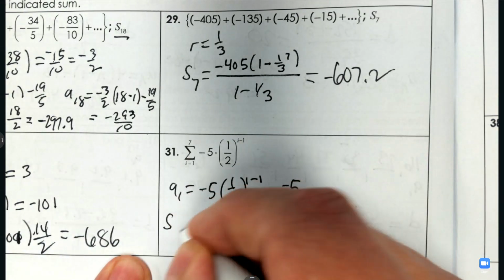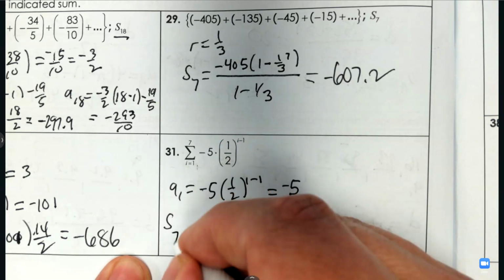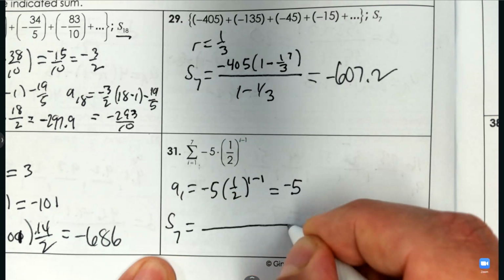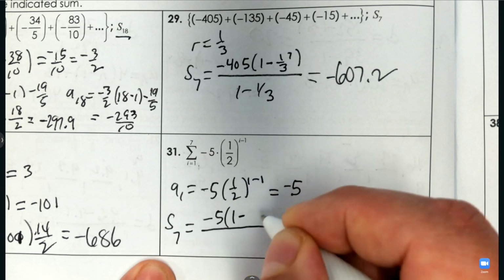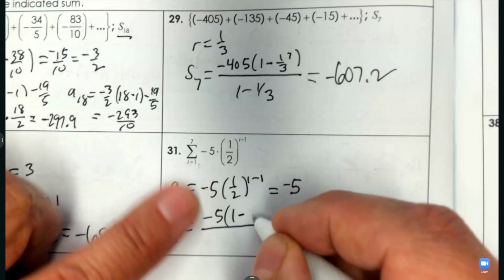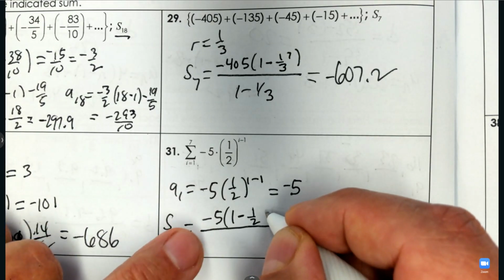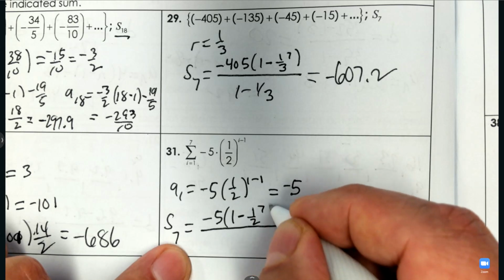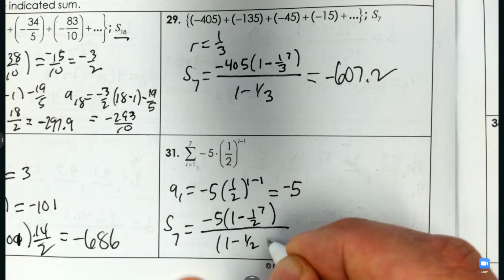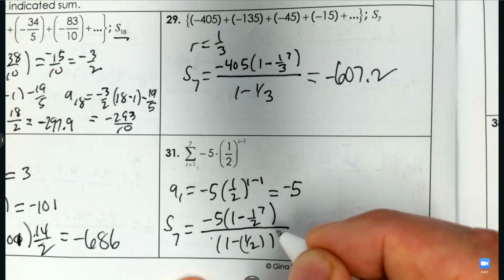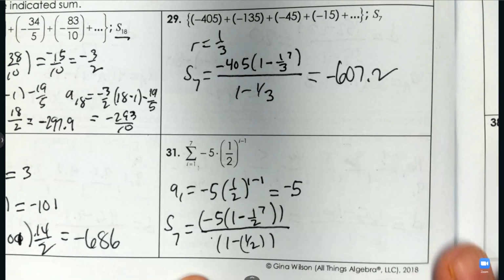So I'm now going to add up 1 through 7, which is 7 numbers. Big fraction. We start with A1 and then 1 subtract the base, which is our R, to the exponent 7. And then in the denominator would be 1 subtract 1/2. So make sure we're typing it in correctly.